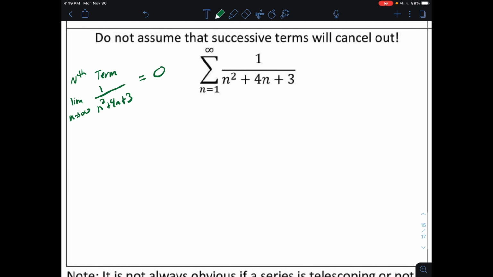What does that tell us? It basically tells us that we don't know if this will converge or not. So the nth term test is inconclusive. That means we're going to do something else. What we can do is look graphically to see if the series will converge or not.